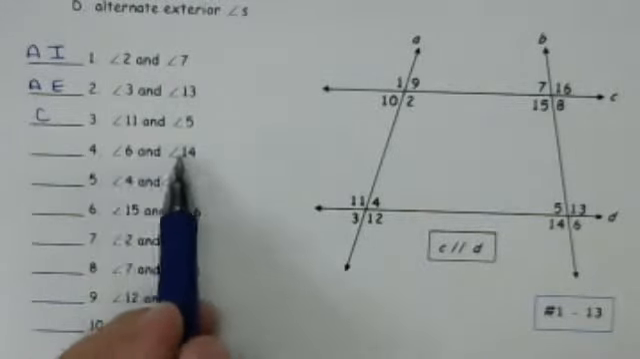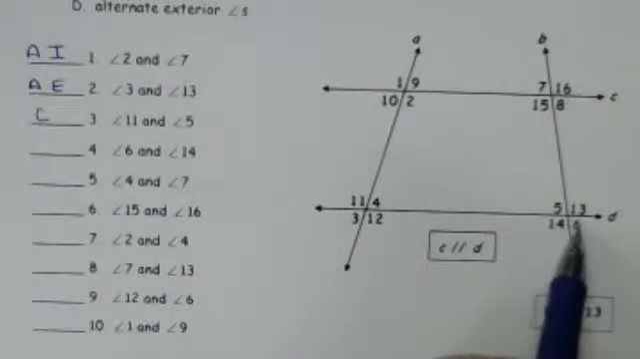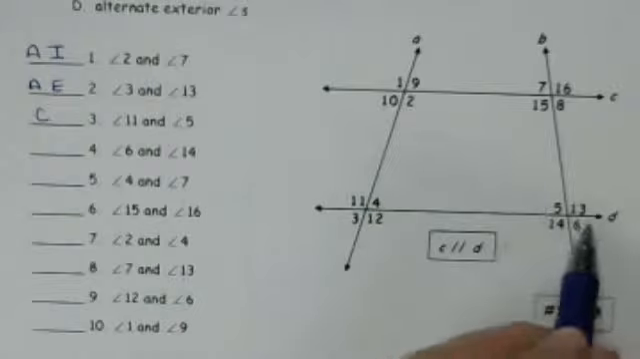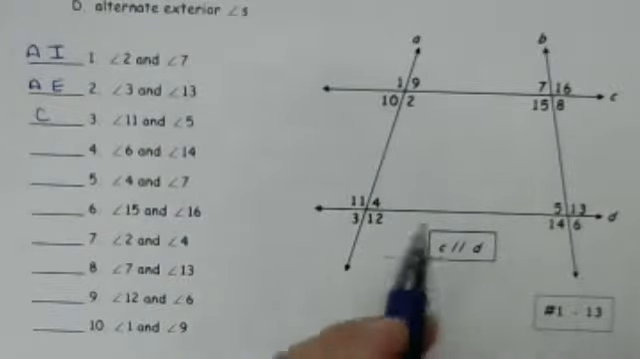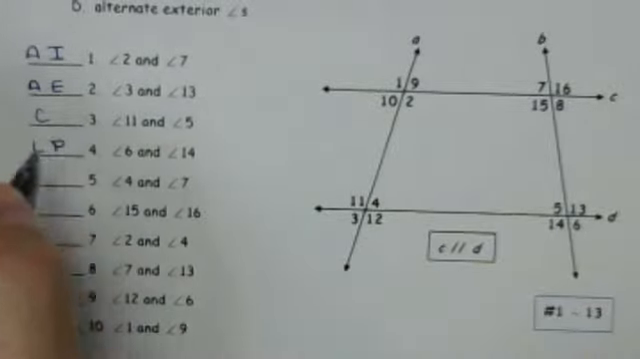Then number 4, we have angles 6 and 14. Well, here's angle 6, 14 is right next to it. You can see that together they make a straight line, so those two angles are a linear pair. They are supplementary.